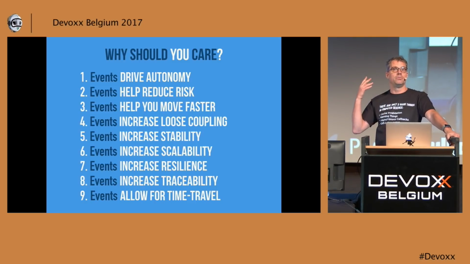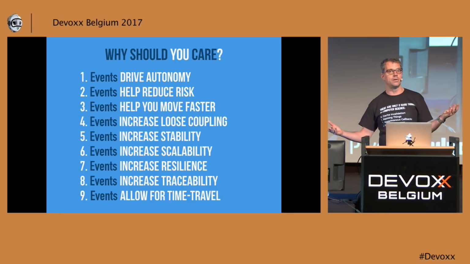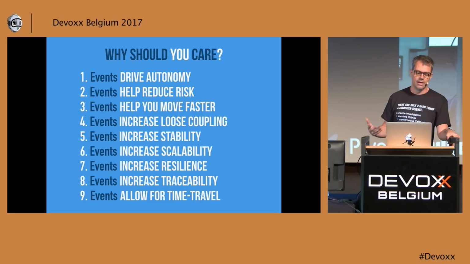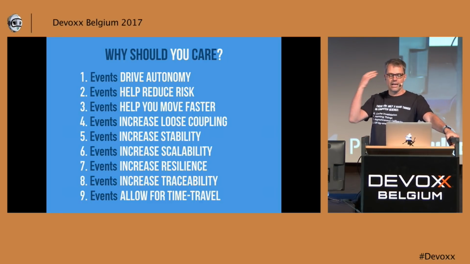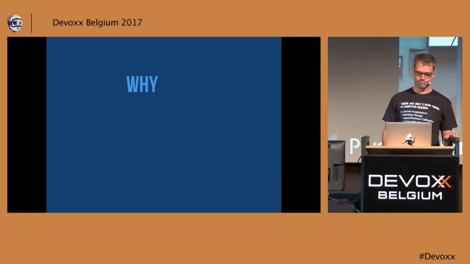events can help us with things like driving autonomy, both autonomous teams and autonomous components. They help us reduce risk and move faster when we try to move from legacy to more modern architecture. They help increase loose coupling, increase stability in the system, and increase scalability and resilience. Also traceability, and even allow things like time travel and taking advantage of having a stable notion of time in distributed systems, which is extremely important and way too often forgotten and ignored.